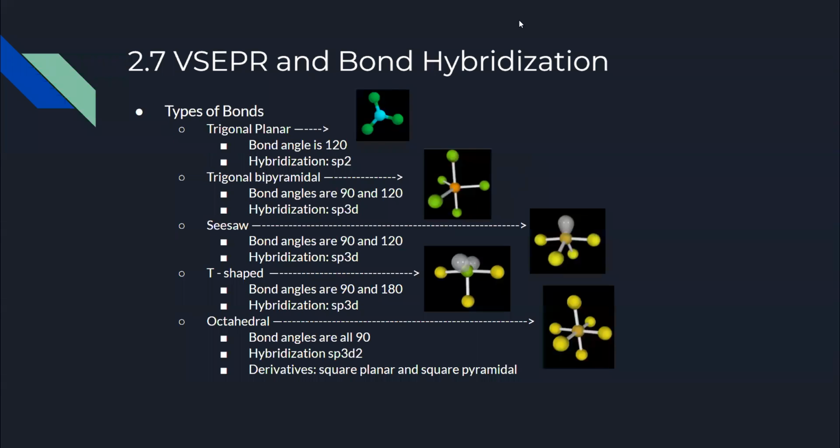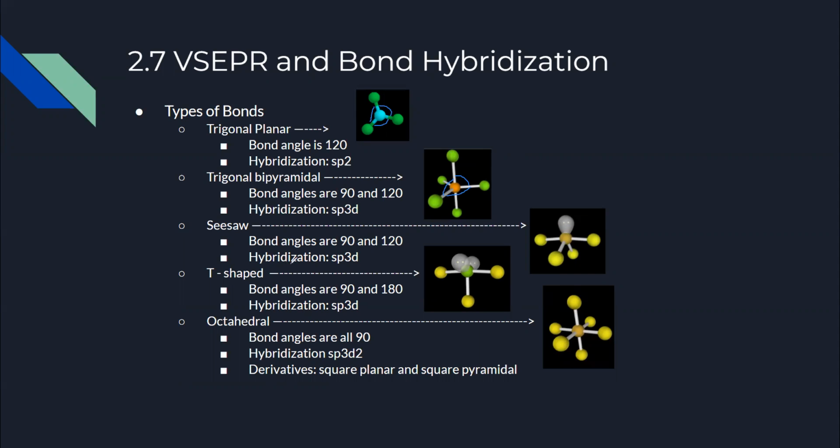You also have trigonal planar, with the bond angle being 120 between all three of these, and the hybridization is sp2. And you have trigonal bipyramidal, where the bond angles are 90 and 120. This part is 120 degrees, while this is 90. This part is 90 degrees, and this is 120. Again, this one is 90 also.